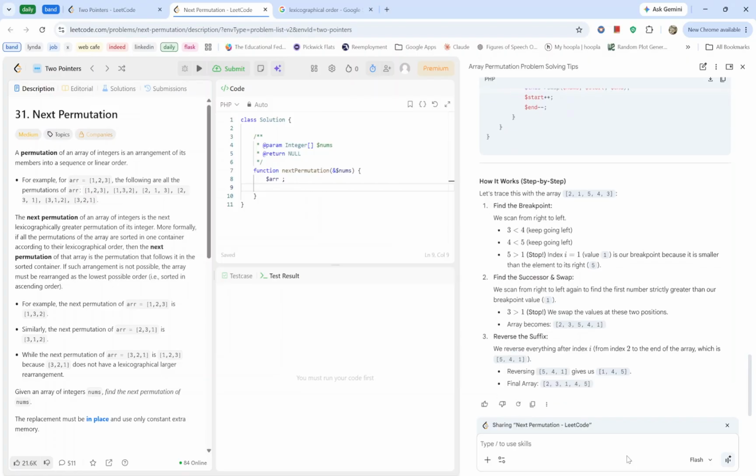Man, I'm going to ask tons of stupid questions. So the breakpoint is the last, is the highest permutation order?